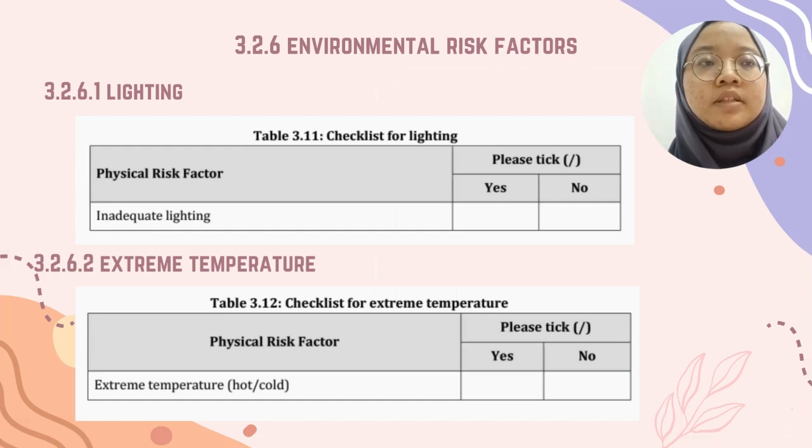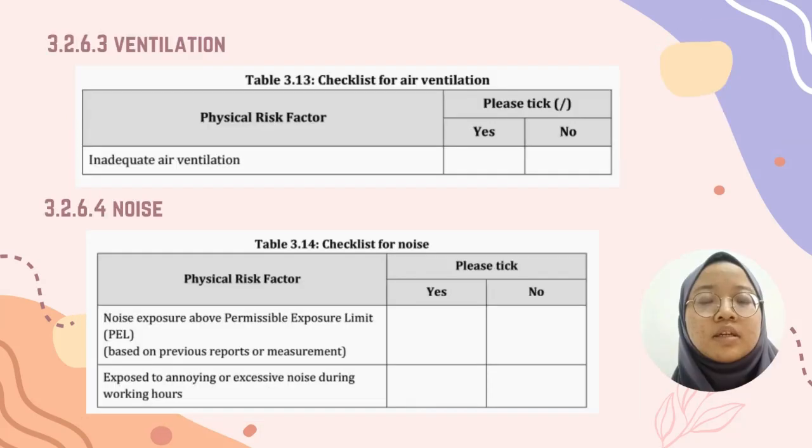There is also environmental risk factors such as lighting. We need to see if there is an inadequate lighting or not and check whether the lighting is sufficient. The next environmental risk factor would be extreme temperature. We need to make sure whether the extreme temperature is manageable. If it is too hot or too cold, we need to tick on the assessment. Another environmental risk factor would be ventilation. If there is inadequate air ventilation, we need to check and tick if the ventilation is inadequate.